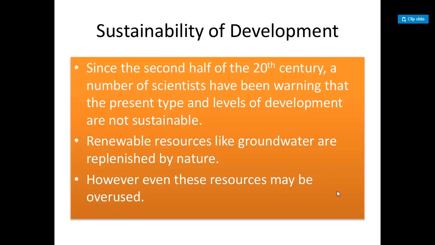Since the second half of the 20th century, a number of scientists have been warning that the present type and levels of development are not sustainable. For high production, we are using HYV seeds, that is high yielding variety seeds. We are using all types of chemical fertilizers and pesticides. When we are doing so, we are not thinking that the fertility of the soil is being destroyed. And once the fertility of the soil is destroyed, it will take millions and trillions of years to come back. So whenever we are doing any type of development, we should see to it that the sustainability is proper.